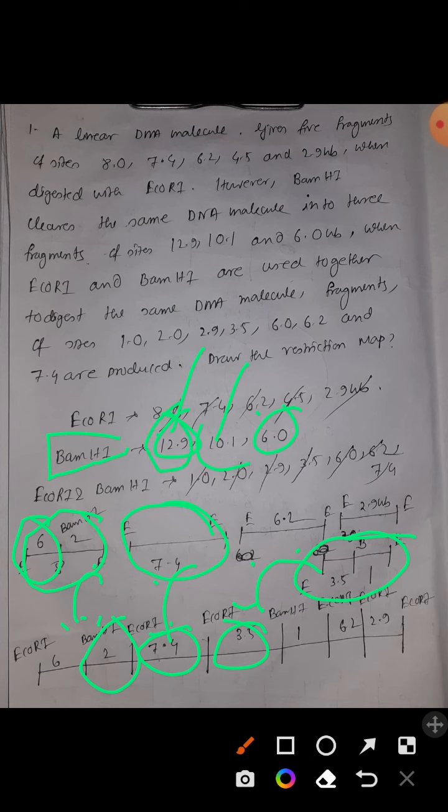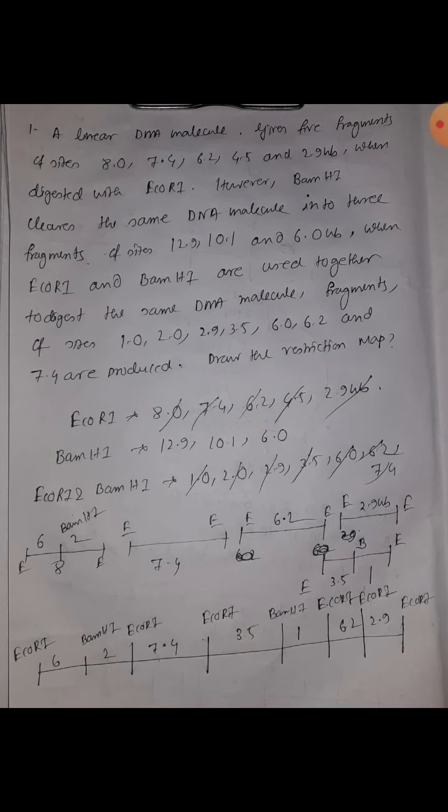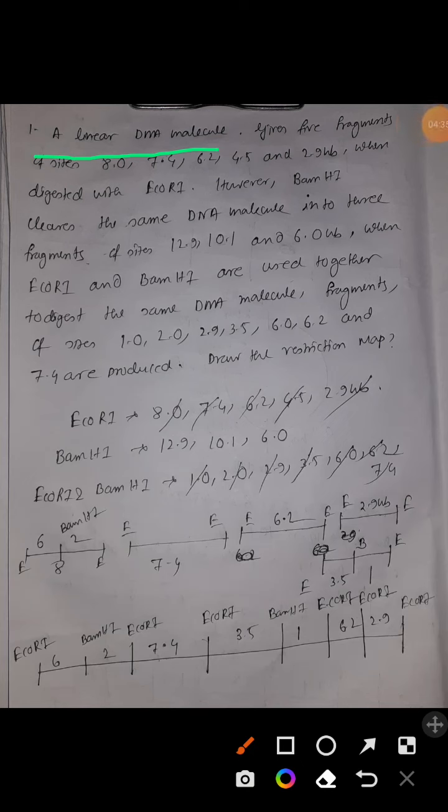That means you now have one fragment of BamH1, and the rest will give you 10.1, that is 2.9 and 1, meaning 3.9. 3.9 plus 6.2 means 10.1. So this part gives us 10.1, this part gives us 12.9, and the rest gives us 6. So we have successfully constructed the map, and as the question tells us that the DNA molecule is a linear DNA molecule, our answer will be completed here.